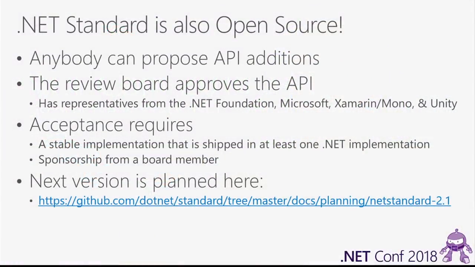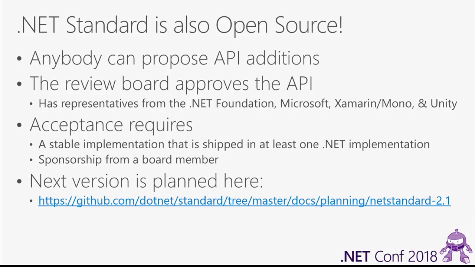So if you want to build APIs, you should just go to Mono or .NET Core or wherever concrete platforms you have with an open source process where you can actually engage with the developers and design APIs. The other thing we require is that one of the people on the review board sponsor the API and shepherd it through the whole approval process.